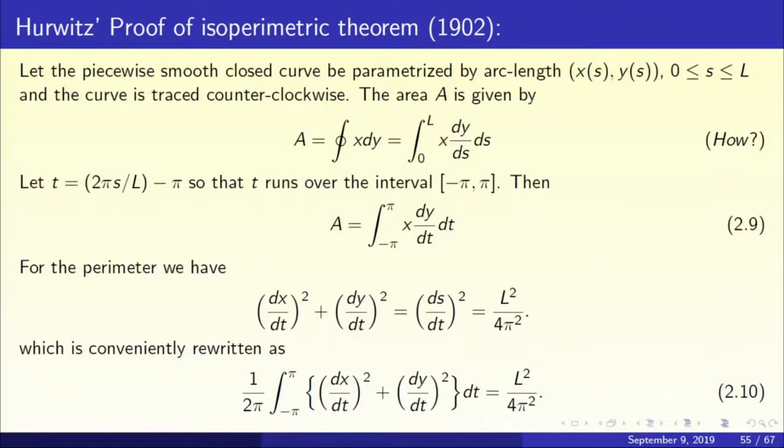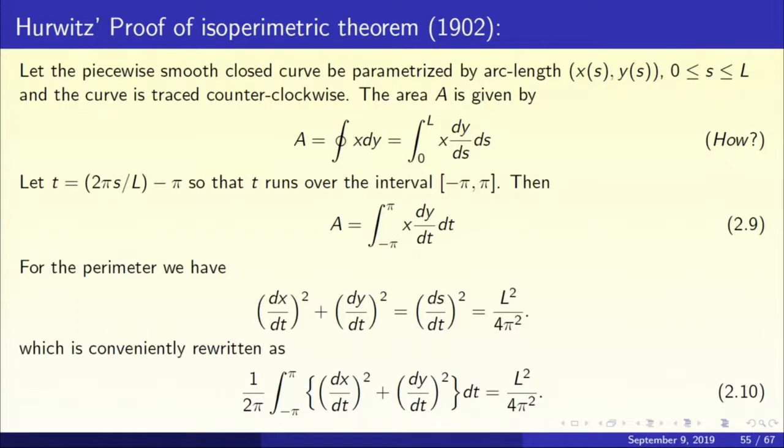So let us take a piecewise smooth closed curve parametrized by arc length. We can always parameterize a curve by the arc length measured from a fixed point along the curve. Let us assume that the total perimeter of the curve is L, capital L, so that the arc length parameter s will run from 0 to capital L.